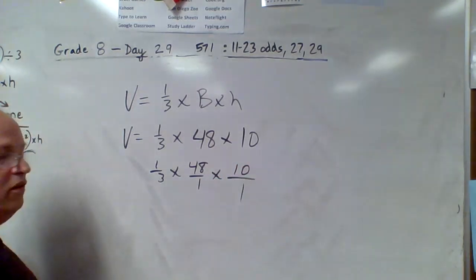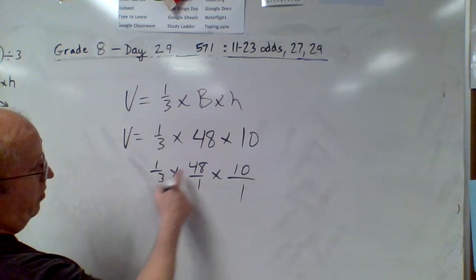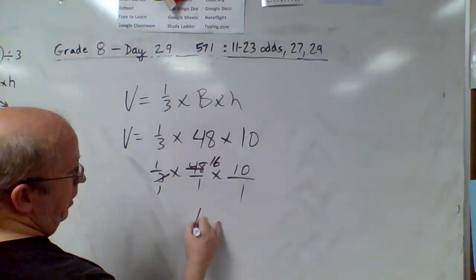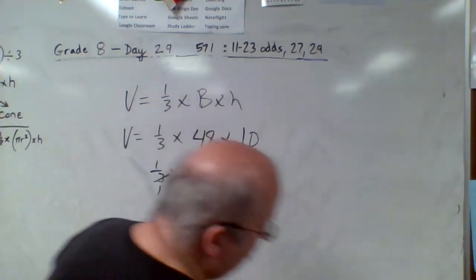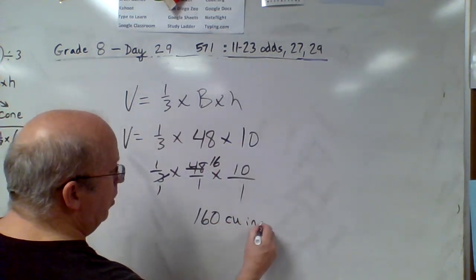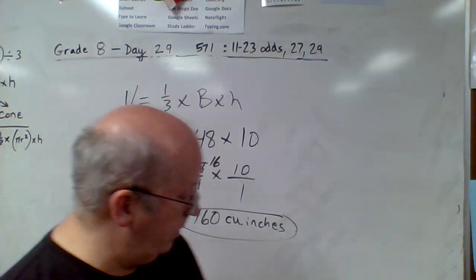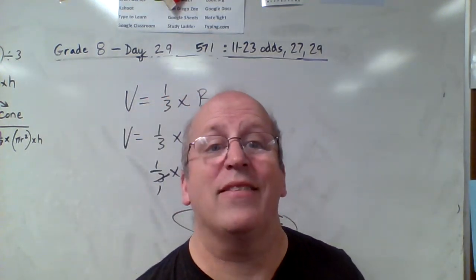I recognize that this is, in my opinion, easier to solve as a fraction. This and this are both divisible by 3, right? And I get an answer of 160. 160 what? How about cubic inches in this particular case? Cubic inches, 160. Okay, hopefully this helps you to think through what you're going to be doing on this.